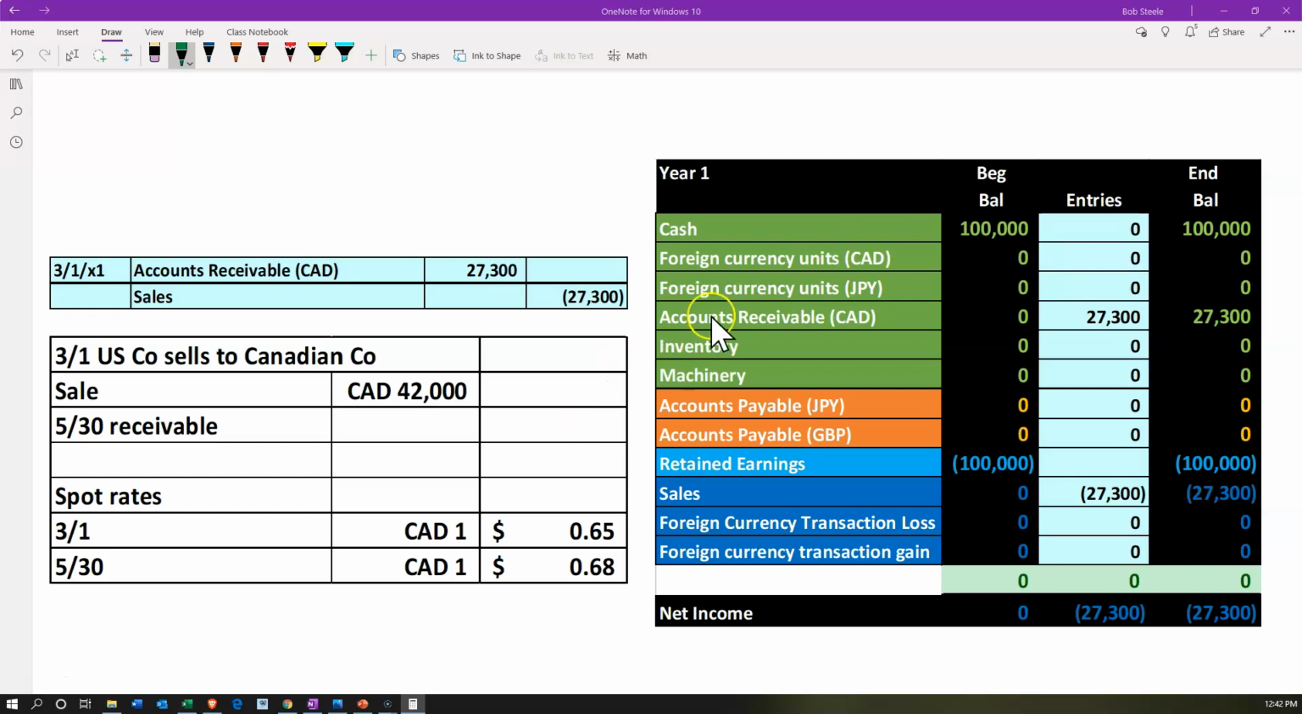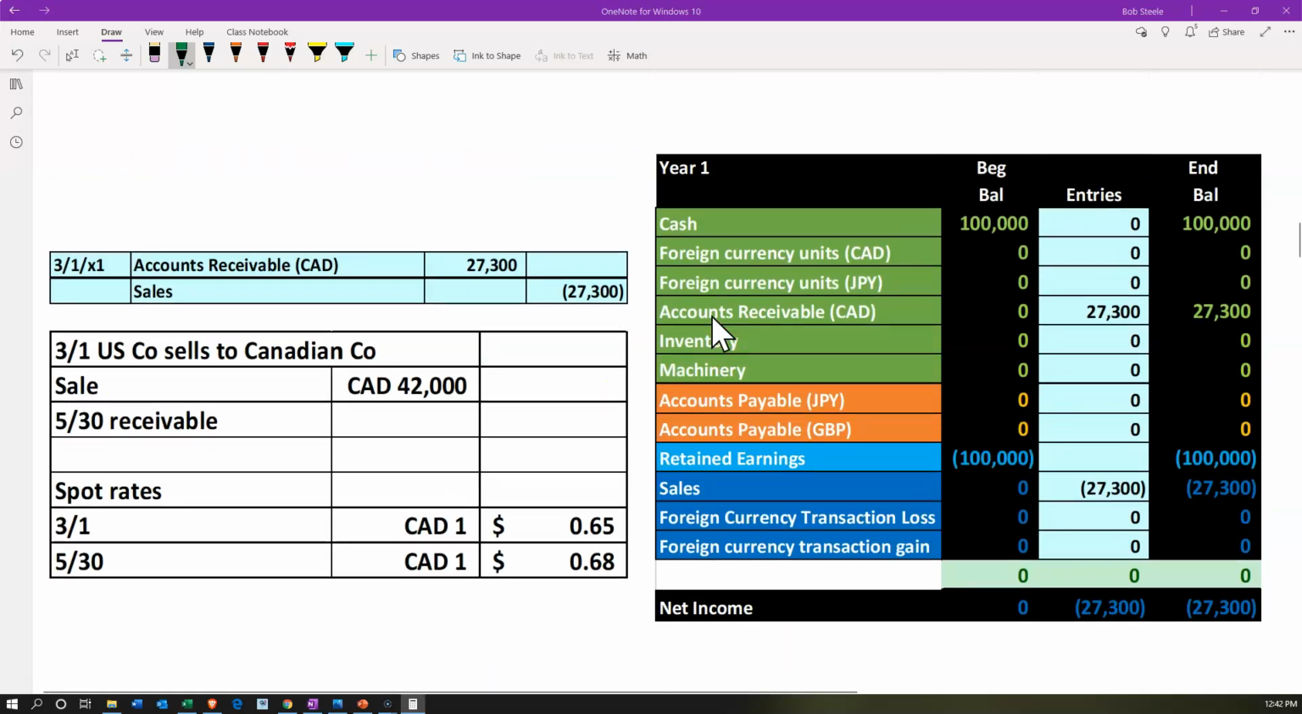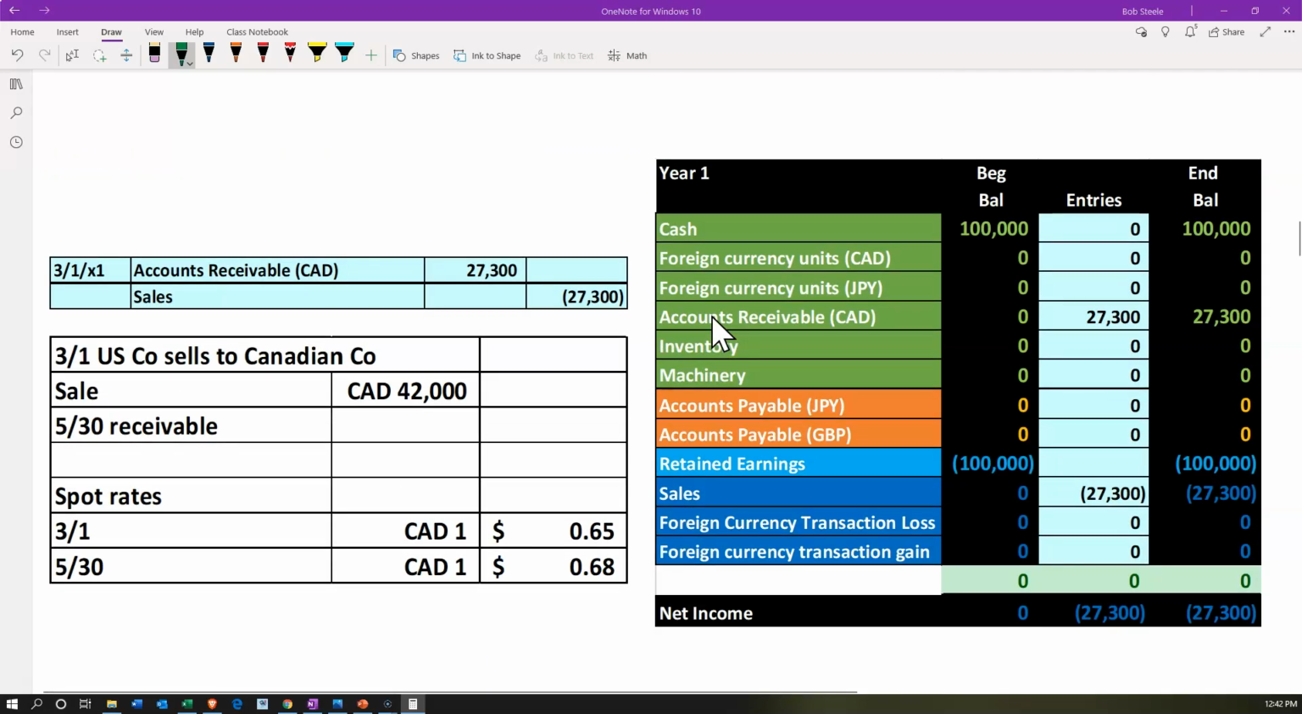And we're going to do the same thing for foreign currency. It just seems a little weird with foreign currency because foreign currency is itself a measuring tool. It's like we're using a ruler to measure a yardstick.